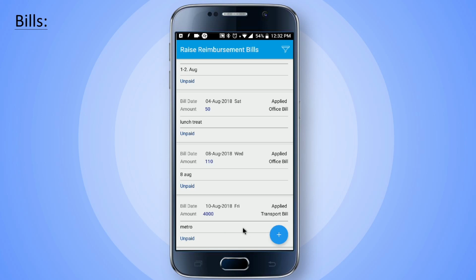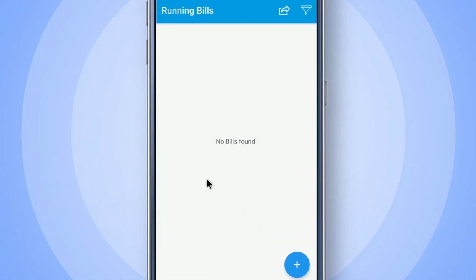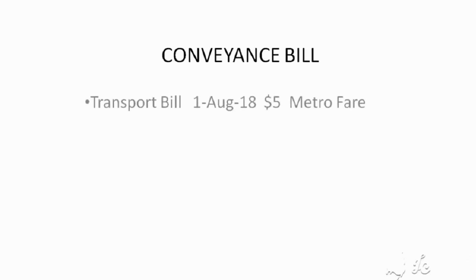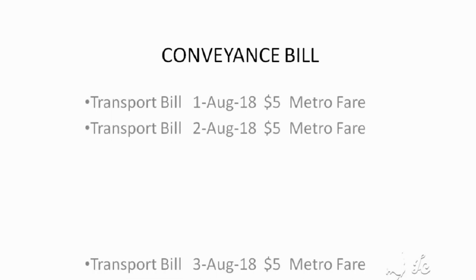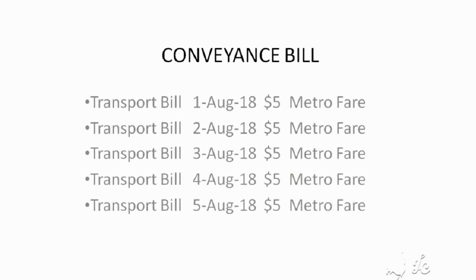Now the running bill. Running bills is a very interesting feature. Through this form, the user can open a running bill account. Suppose there is an expense of $5 every day on the conveyance account or, say, the food account. Now, the employee has to keep the record of his daily expenses, which he has to reclaim from the company at the end of the month. And at the same time, he can't post such petty bills daily in the reimbursement bills category because it will cause an unnecessary headache to the management.